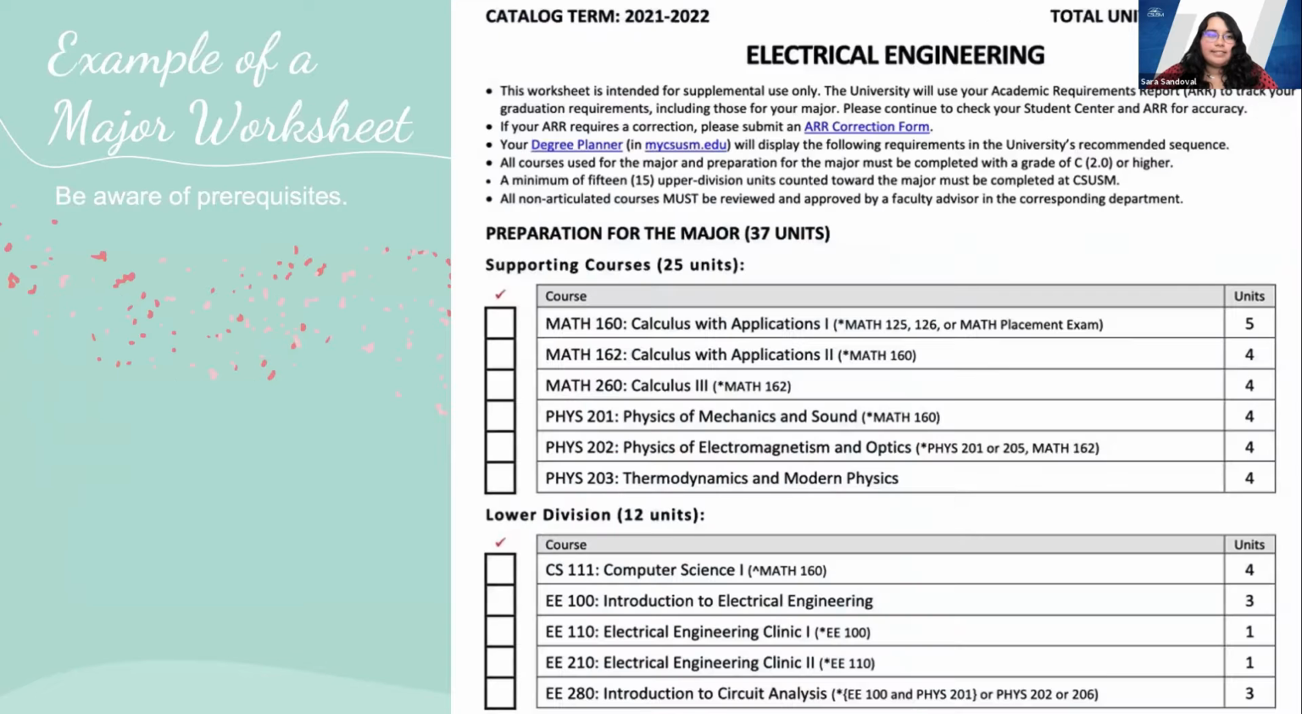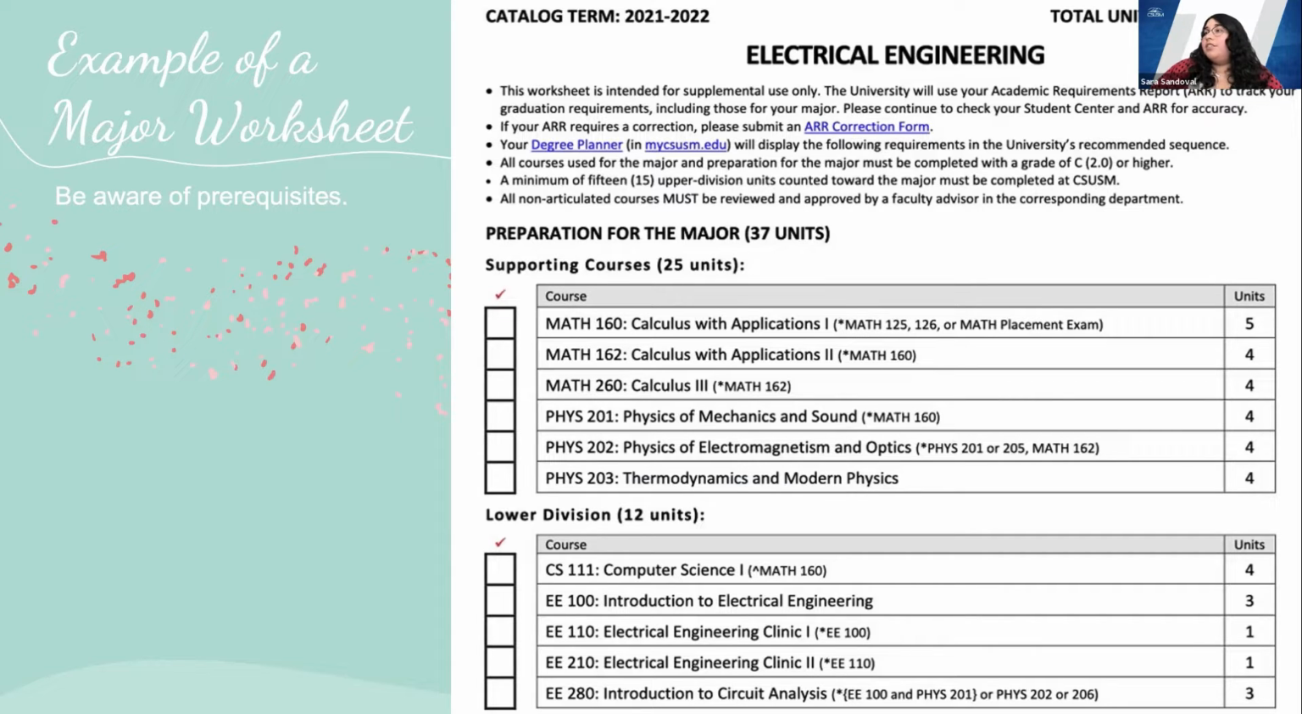So I have an example here, electrical engineering. So once you click on your major, this is what's going to pop up. It's like a PDF. I recommend downloading it, print it out. I'm a tactile person, so I would print out all my stuff and put it on my wall, mark it off. Definitely do whatever you're comfortable with.